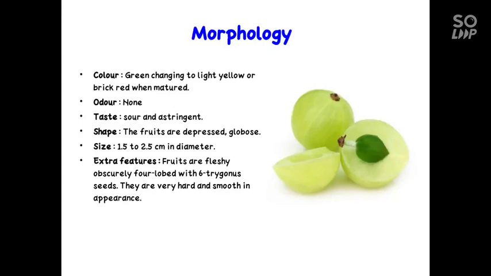Morphology. Color: green, changing to light yellow or brick red when matured. Odor: none. Taste is sour and astringent. Shape: the fruits are depressed and globose. Size is 1.5 to 2.5 cm in diameter. Extra features: fruits are fleshy, obscurely six-lobed with trigonous seeds. They are very hard and smooth in appearance.